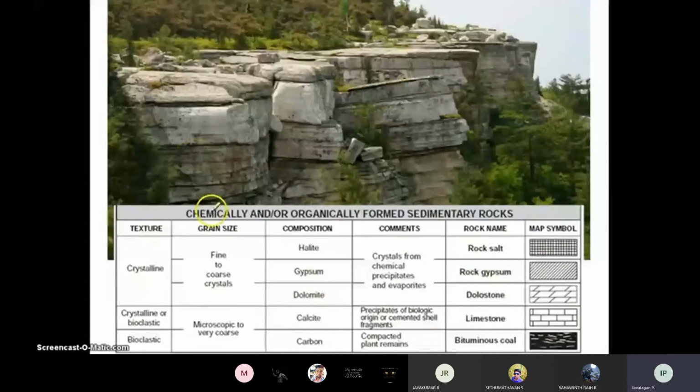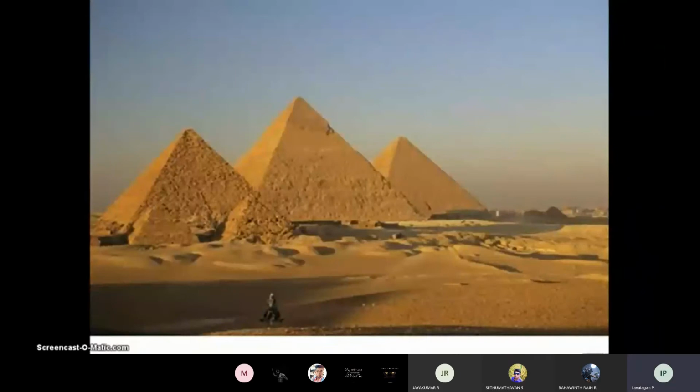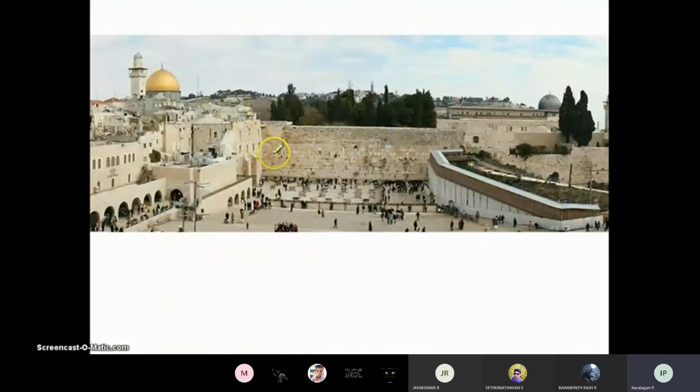Now the final crystalline rock on your chart is actually listed in this category that can have two textures, and that is limestone. The limestone cliffs that you're seeing here were formed by precipitation. So basically enough limestone was in the water that it clumped together and it fell to the bottom and was deposited there. These rocks are also limestone. The pyramids in Egypt are made out of limestone, as are many of the rocks in Jerusalem. This is the Western Wall. It's made of limestone.